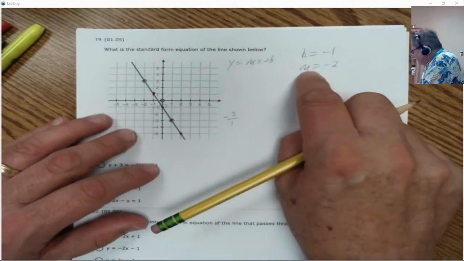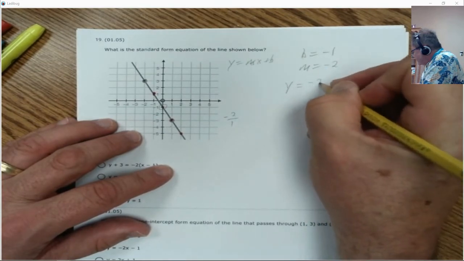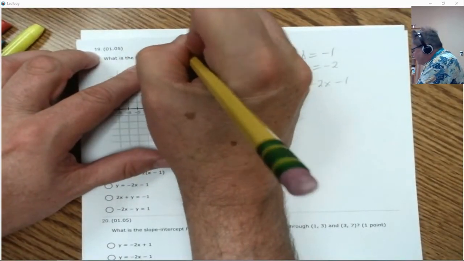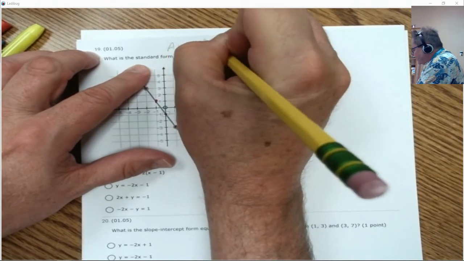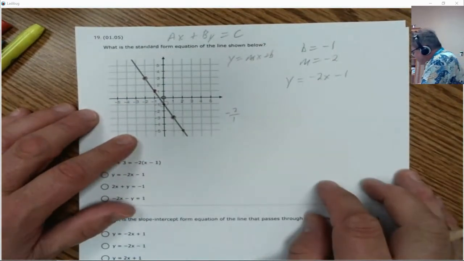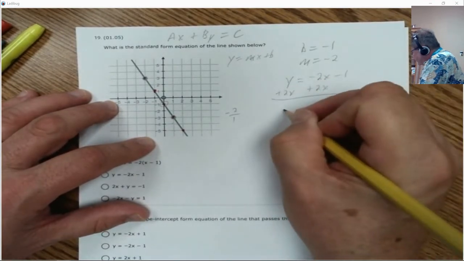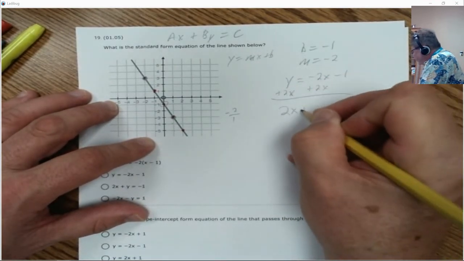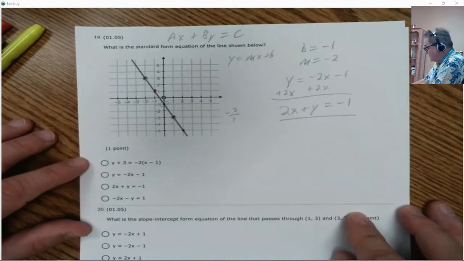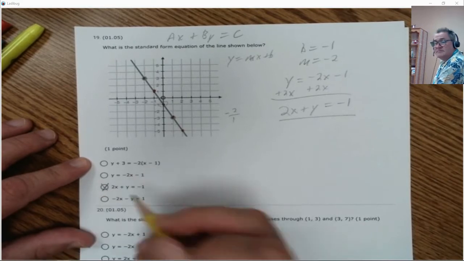So if this is our slope and intercept, we can say y equals -2x minus 1. And then to put it in standard form, remember standard form is ax plus by equals c, where the x and y are on the same side and the constant is on the other side. So let's add 2x. That makes this 2x plus y equals -1. That's the standard form. All we had to do is move the x over, and we go from slope-intercept to standard. 2x plus y equals -1 right there.